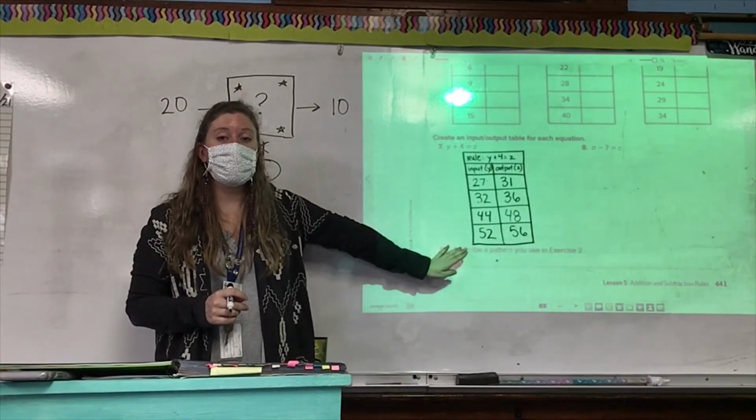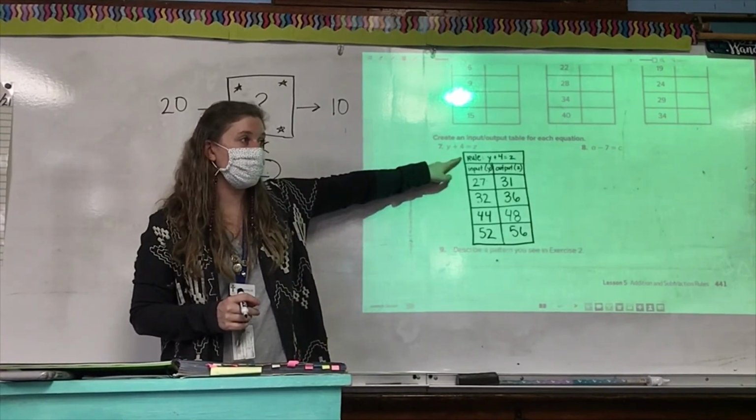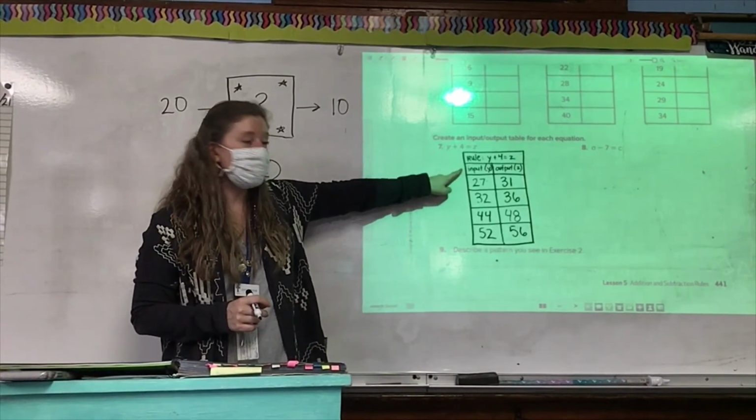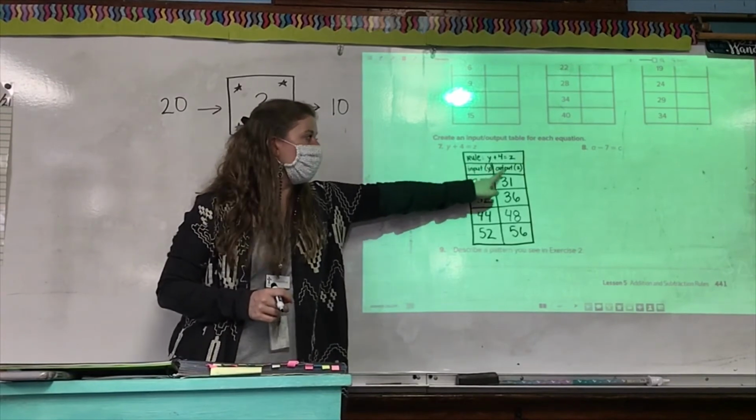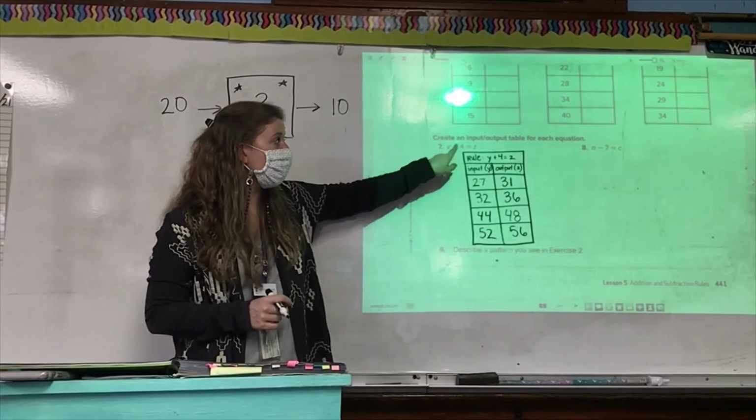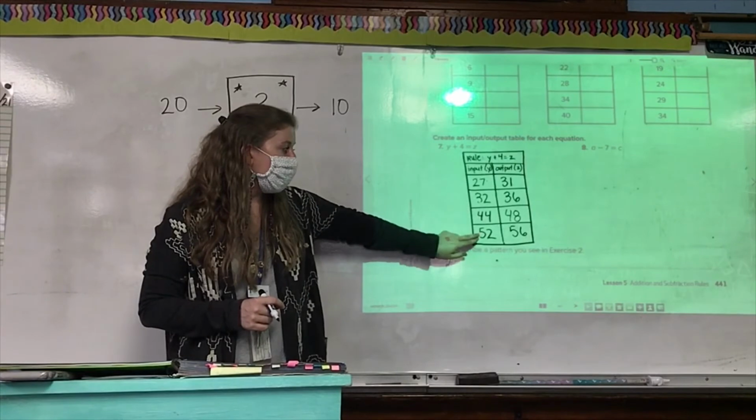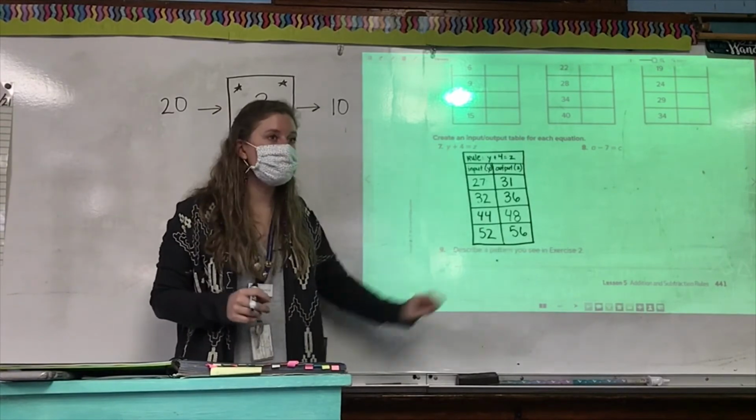So does everybody understand? When you create your own input-output table, you must have a block across the top with the rule. You must have an input and output column that are labeled with the correct variables. And then you must have at least 4 terms.